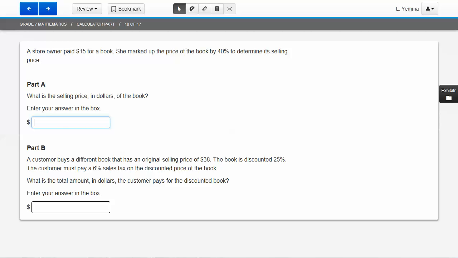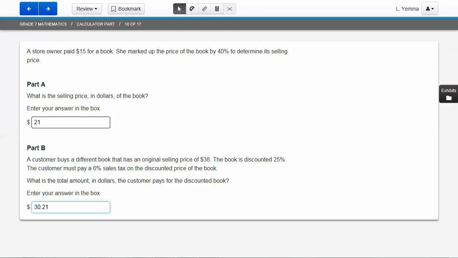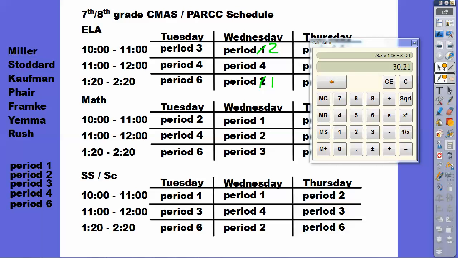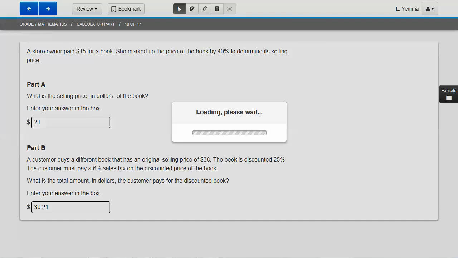Okay, so there's my 21. Here's my $30, and how many cents? I think it was 21 cents. I may be off on that, I don't remember. Yep, 21 cents. Okay. So, going on to the next problem.